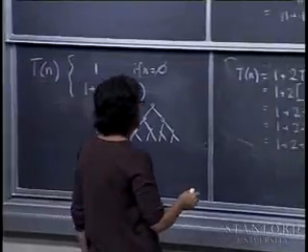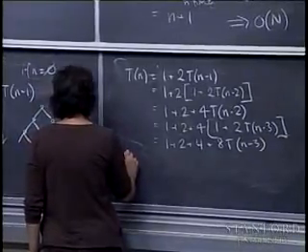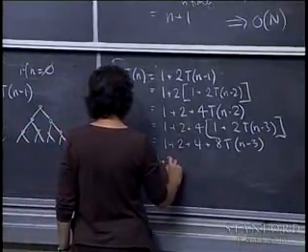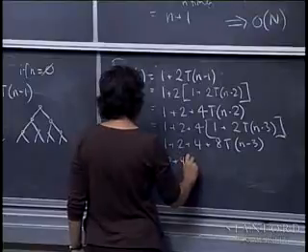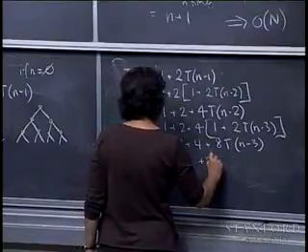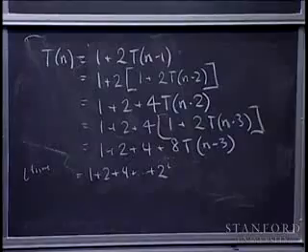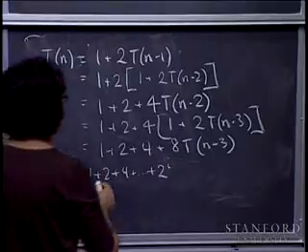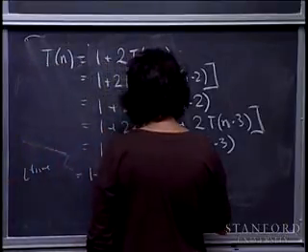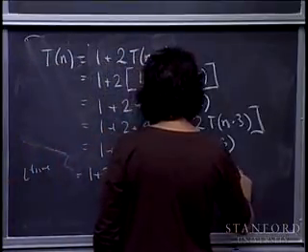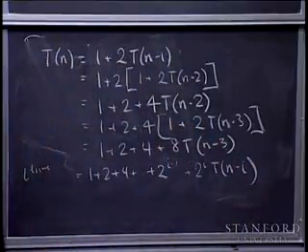So if I imagine this happened i times, so generalize my pattern, I've got 1 plus 2 plus 4 plus up to 2 to the i. So after I've done this that number of times, actually it's 2 to the i minus 1 plus 2 to the i T(n minus i).